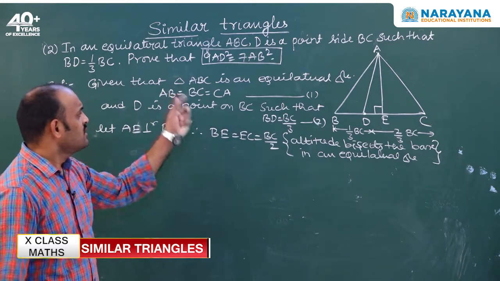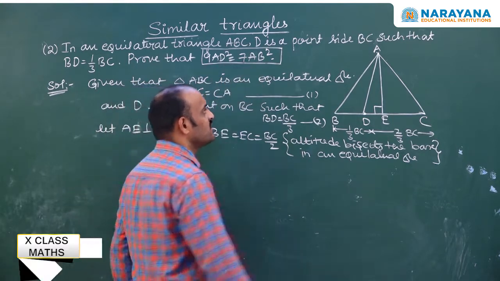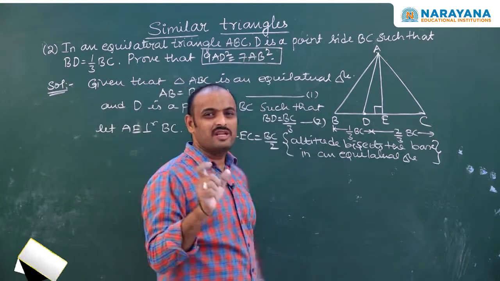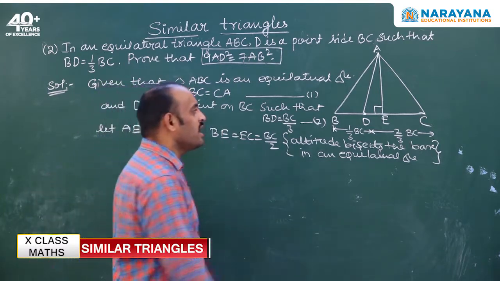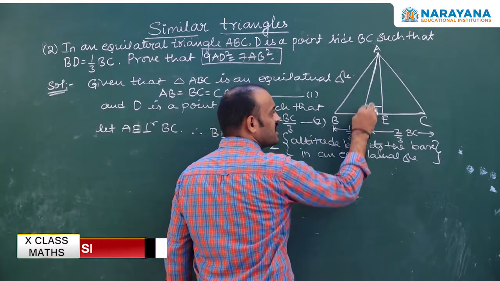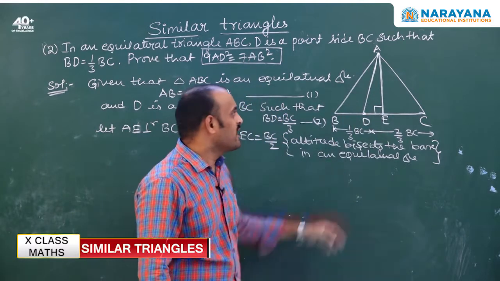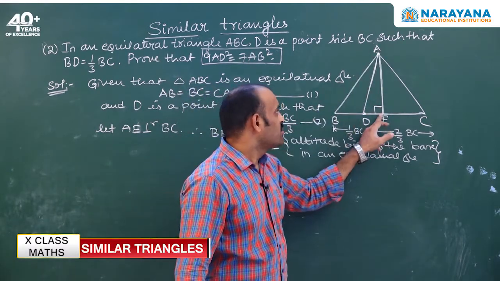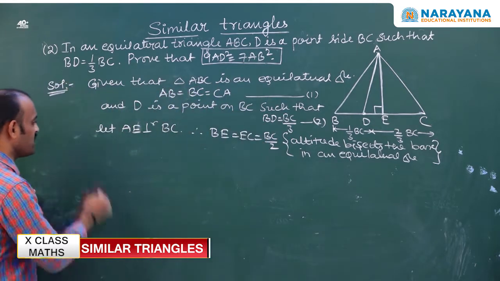Now, what is asked to prove? 9AD square is equal to 7AB square. Squares usually occur in Pythagoras theorem, and I have a right angle also. So I can make use of triangle ADE, in which AD is there, and I'll make use of ABE because in that AB is there. Now I'll consider triangle ADE first.